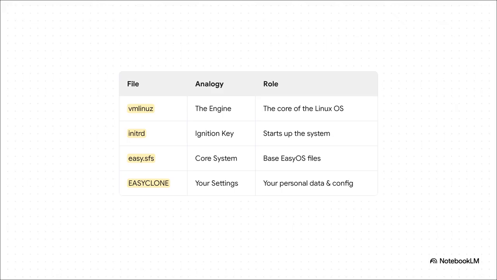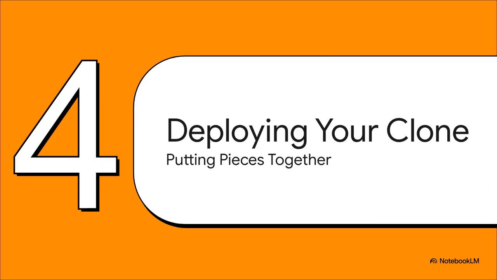Let's break this down with a simple car analogy. Vmlinuz? That's the engine. It's the Linux kernel itself, the heart of the whole operation. Initrd is like the ignition key. Its job is to get everything started before the main engine takes over. Then there's easy.sfs. That's kind of like the car's body and chassis. You know, the base EasyOS system and all its default apps. And EasyClone? Well, that's you. That's your custom paint job, your seat position, your favorite radio presets, all of your personal settings and files, all packed up.